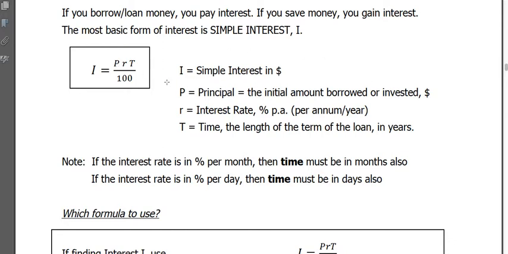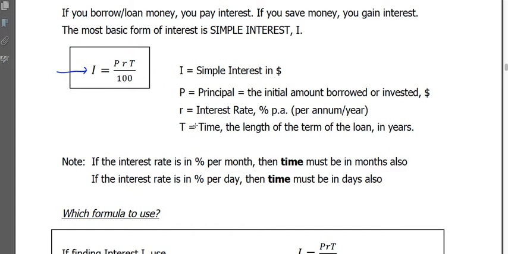The other things that we need to look at: obviously I is for interest, so in this case it's simple interest. The R in here is actually R over 100, and the reason for that is R is the interest rate, and that is given as a percentage. Quite often you'll see it written like this with percentage p.a., and that means per annum. Per annum is another way of saying per year. So the rate will be given as a percentage per year, and we just take the R value, the percentage value, and put it into the formula here.